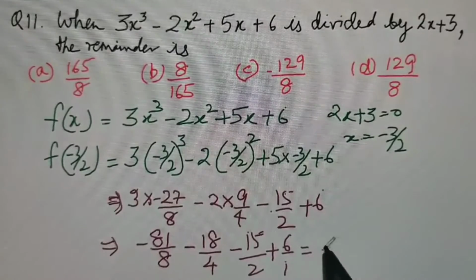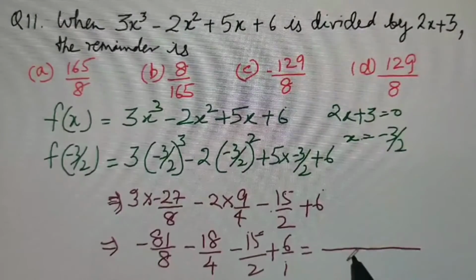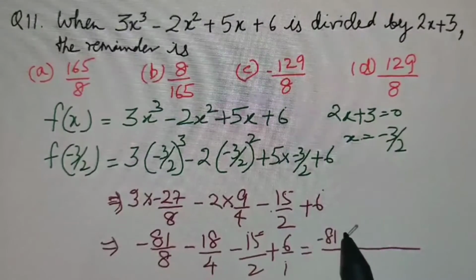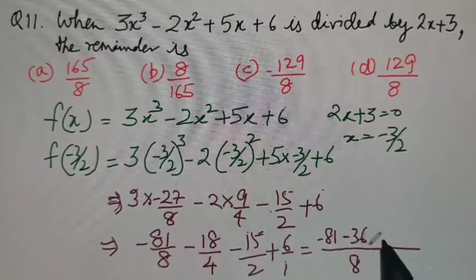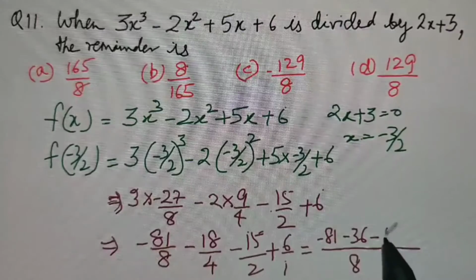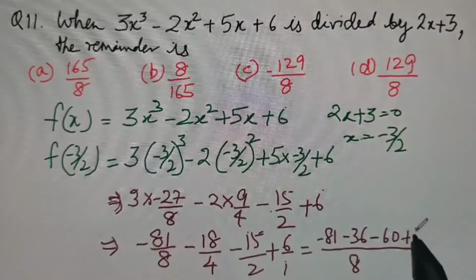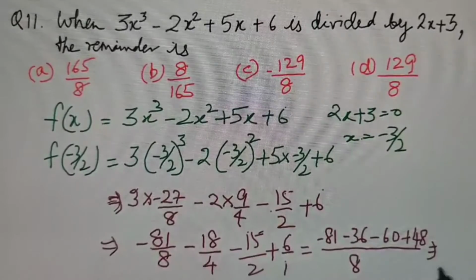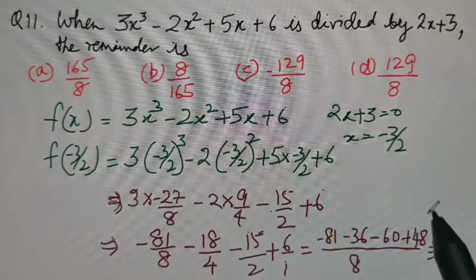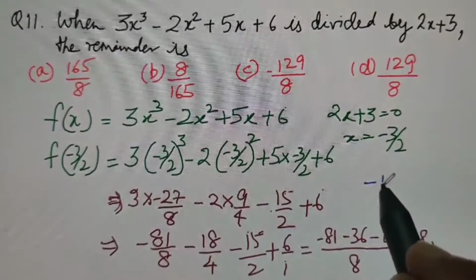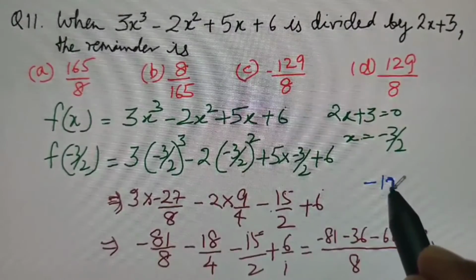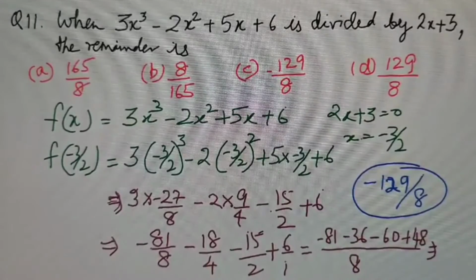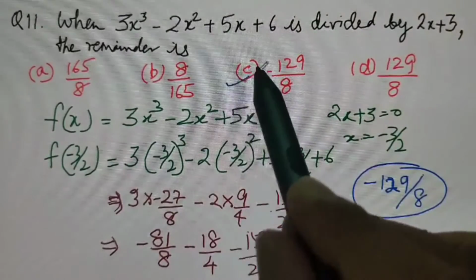So I'm going to further solve it. The LCM is going to be 8, then I get minus 81 minus 36, minus 60 here, plus 48. If I were to solve this, what would I get as the answer? I will get minus 129 upon 8. So option C is the correct answer.